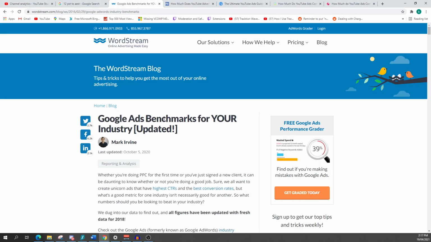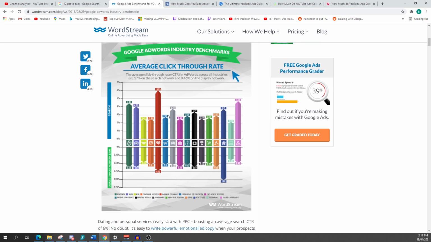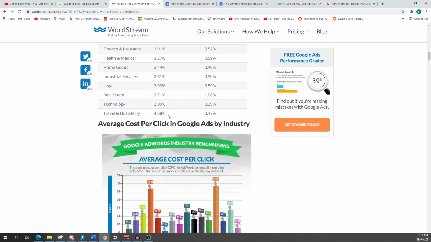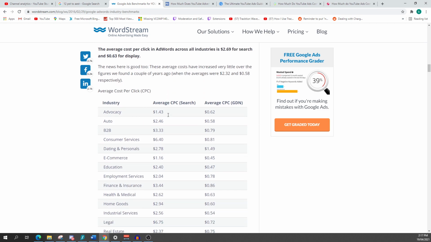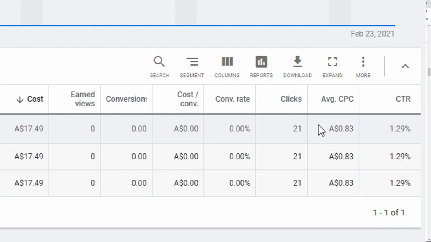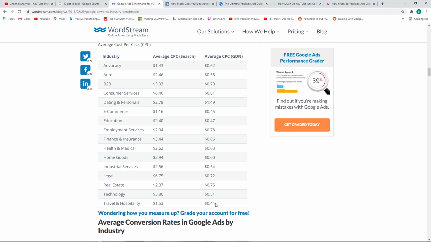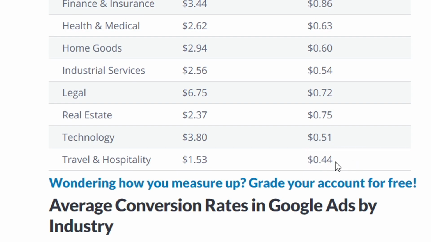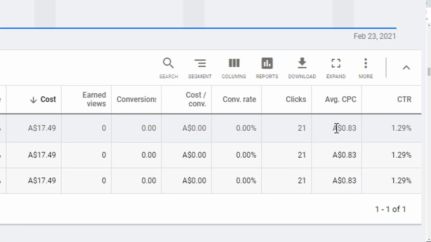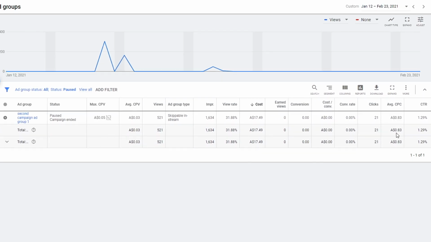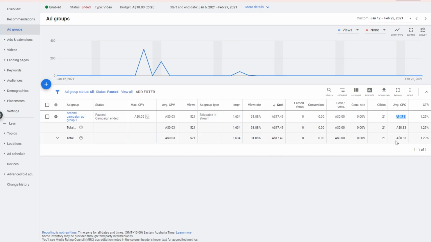I decided to find some articles on what the average cost per click price is for most advertisers, so I could see if my ad is doing better or worse than the average. 80 cents was okay, as the cheapest average cost per click in all industries seems to be 0.44 USD for the travel and hospitality industry. So mine's at 80 cents, and I'd like to get it all the way down below 44 cents.